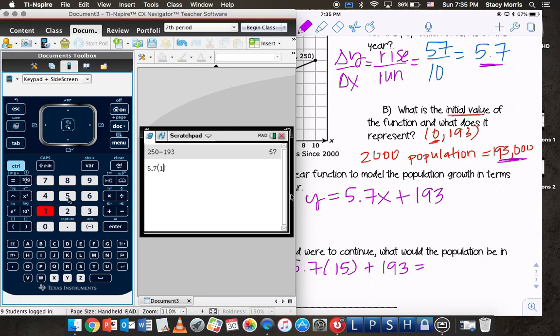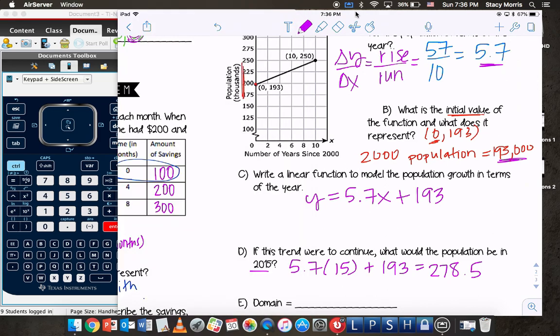5.7 times 15, because it's 15 years since 2000 plus 193. Again, remember this answer is going to be in thousands. So 278.5. Okay, and let me erase that actually. 278.5. And if you wanted to know what that was in thousands, you could just multiply that by 1,000 just to make sure. So in thousands, that's 278,500, or half a thousand right there. So 278,500. So that would be the population, okay, in 2015.